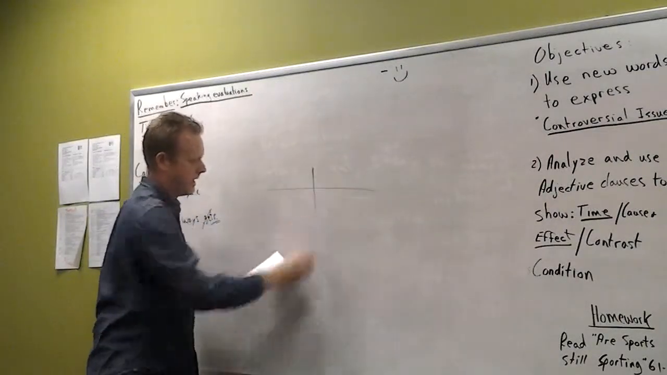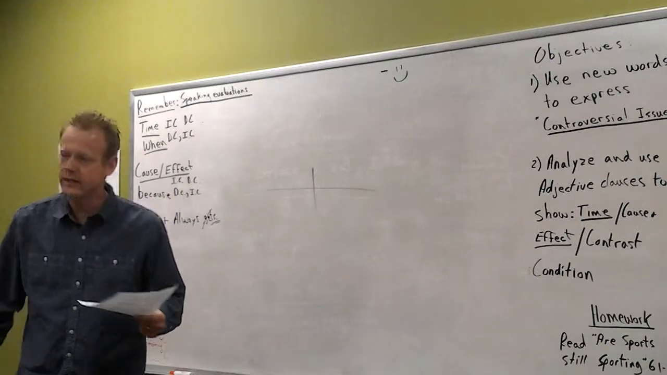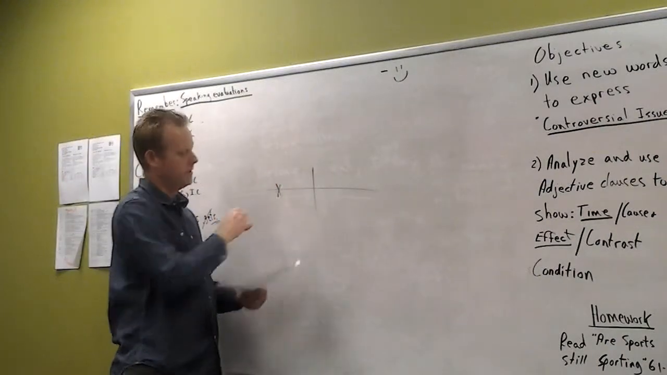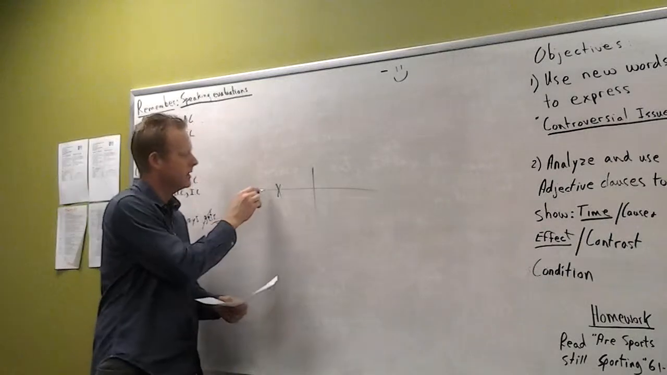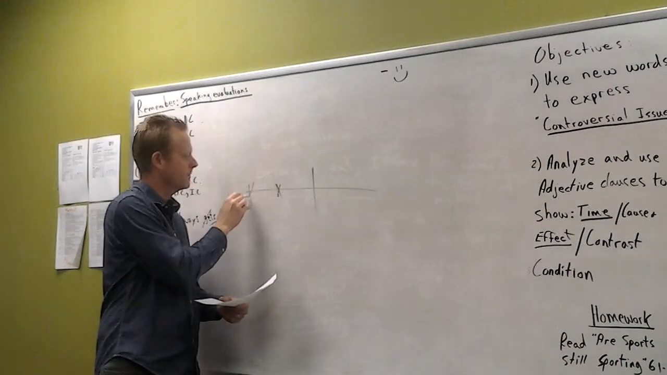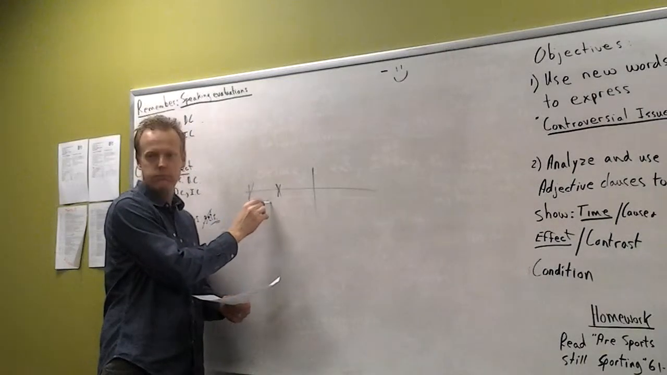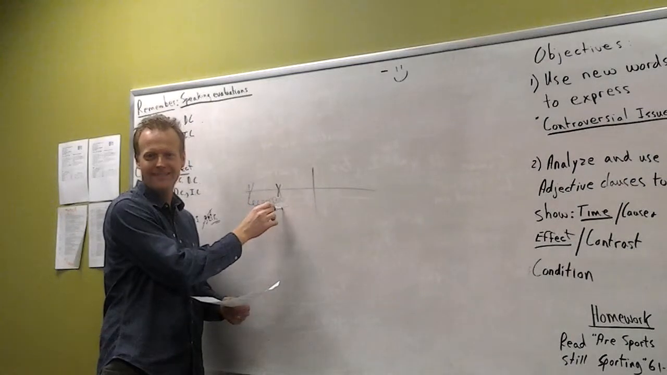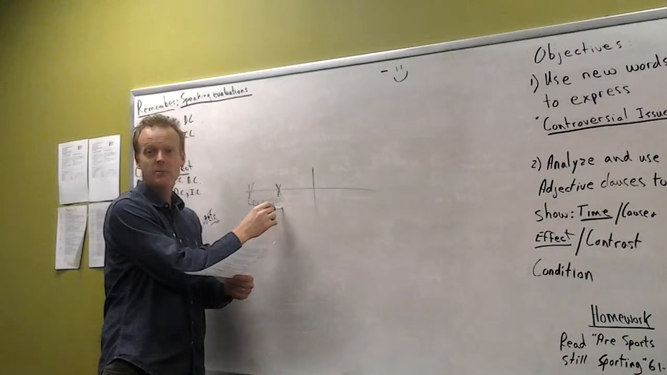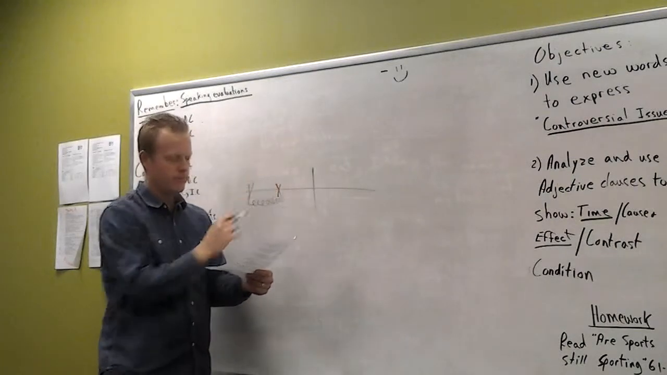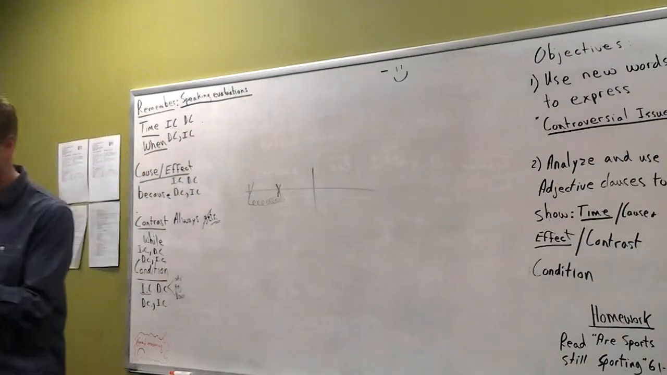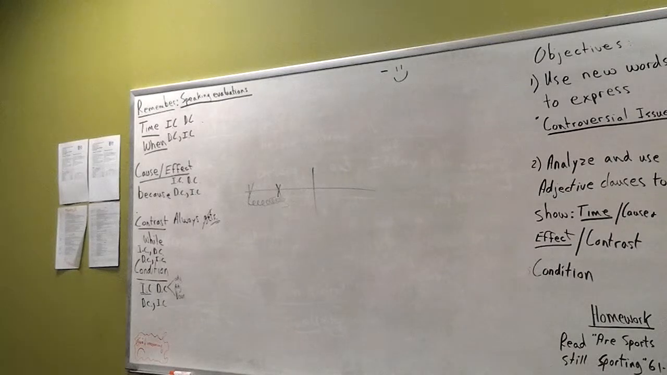So, check it out. When I arrived, what tense? Past. Good. He was talking on the phone. Past continuous, past progressive. Yes. So this guy's blah, blah, blah, blah, and then boom, I arrived. Simple past, past continuous.